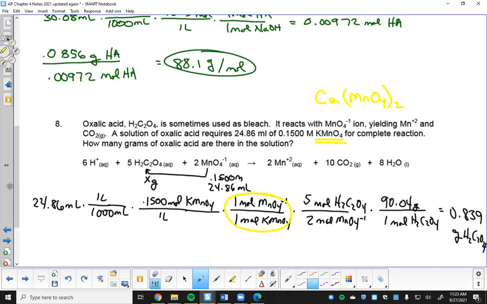But if you're just working off the equation that's provided, it's still just a titration where you know the reactants, and you can compare them to each other.